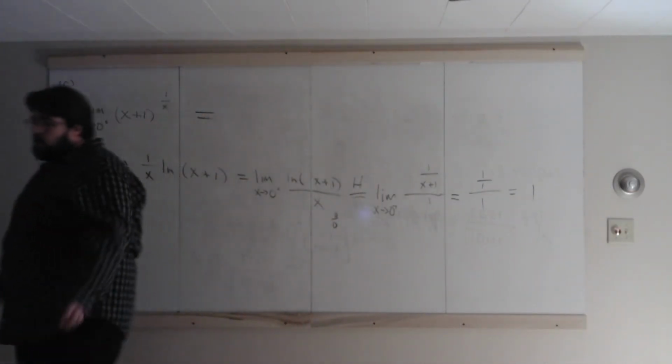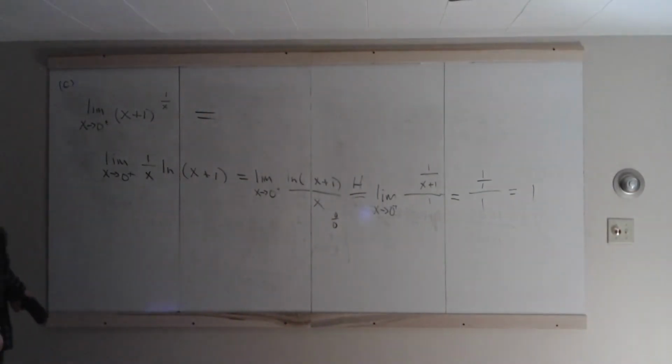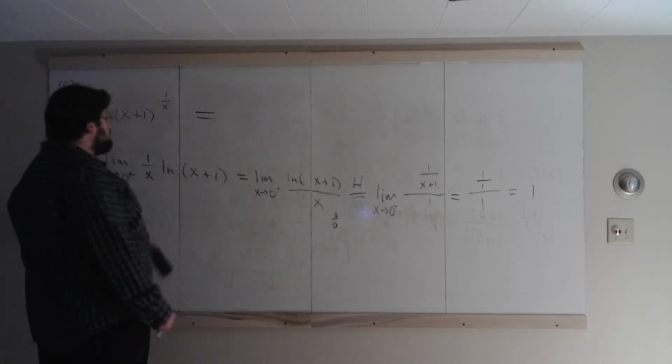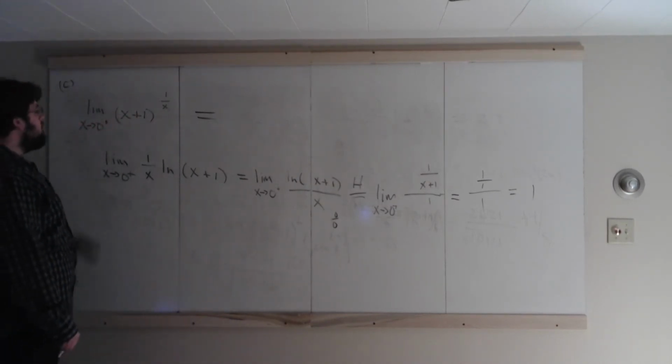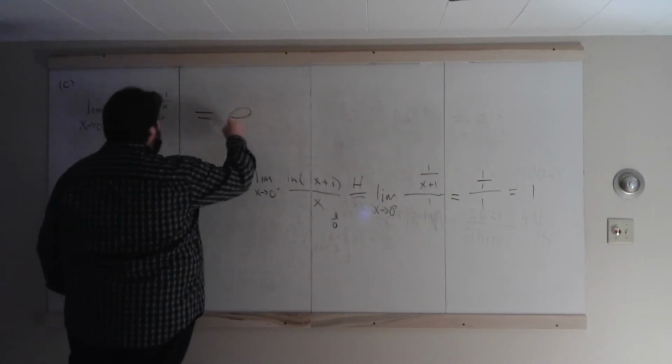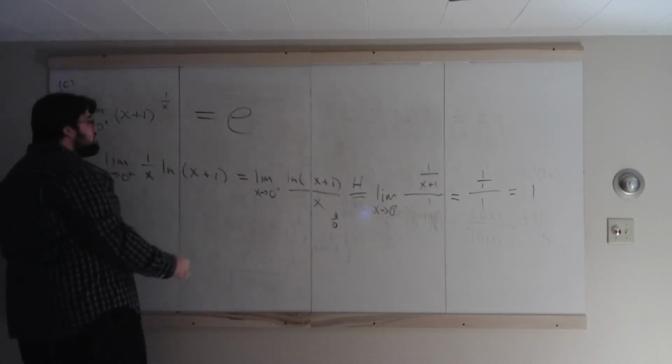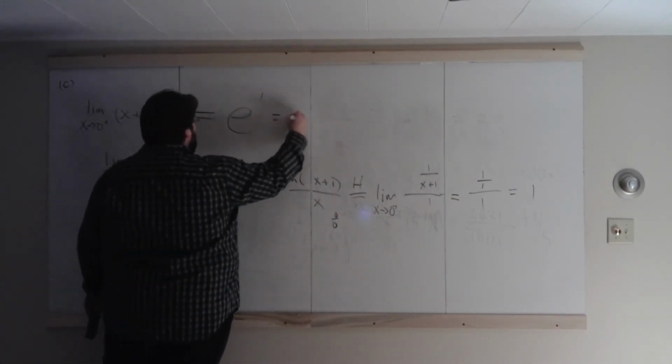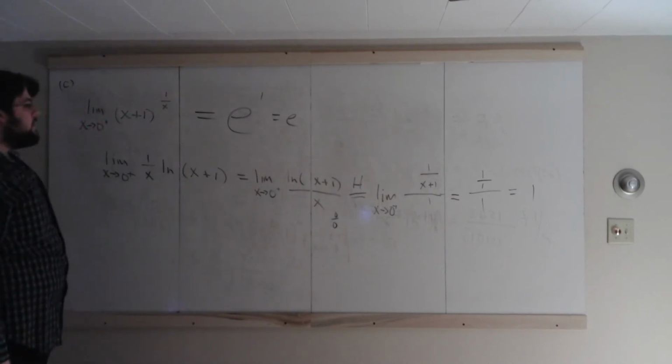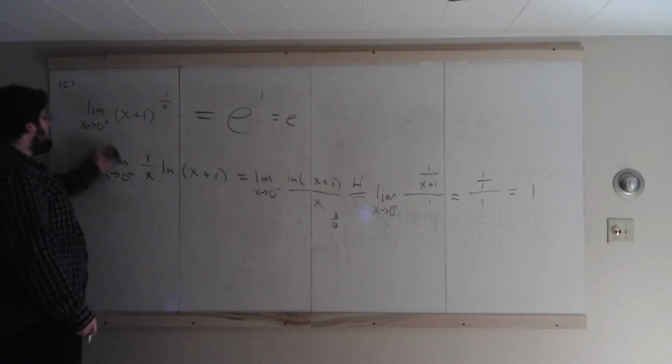So we have that limit is 1, but that's not the limit we wanted. We wanted this limit. To get rid of the logarithm, take exponentials. So exponential of everything leaves us with e to the first power, which is e.